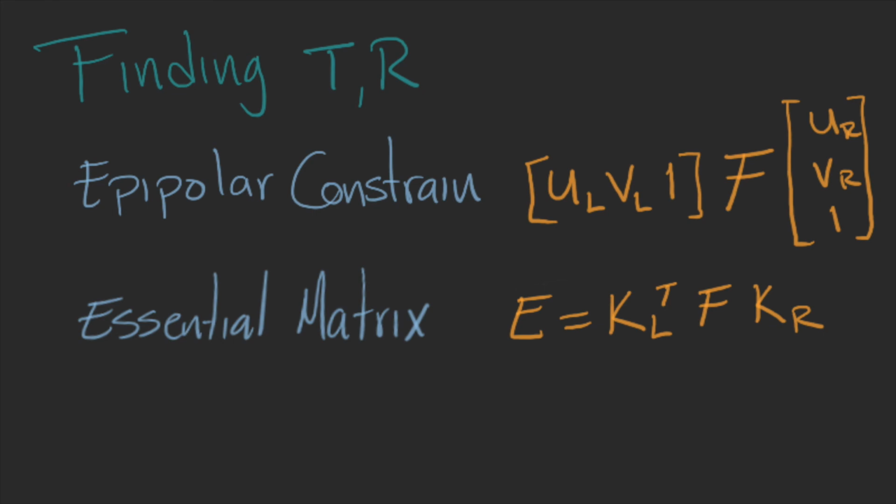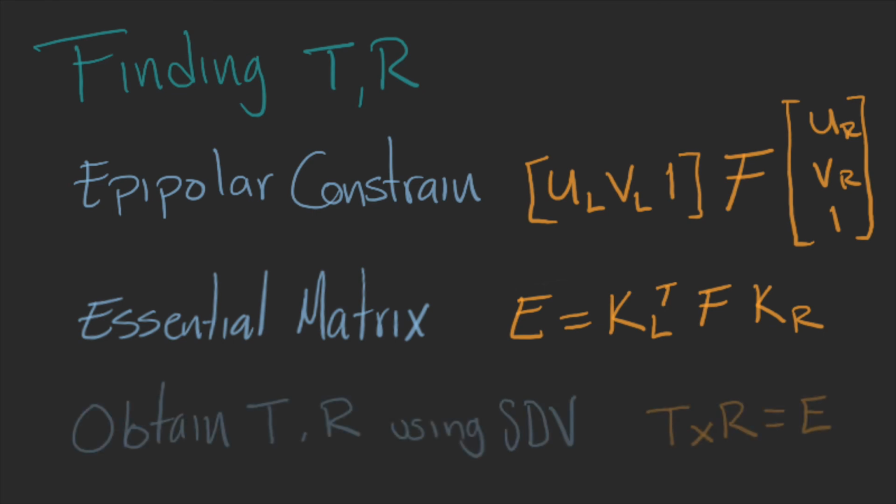Now that we have E, we can use singular value decomposition to obtain the rotation and translation of the system in the world coordinates. And we can build the projection matrix from one camera to the other.